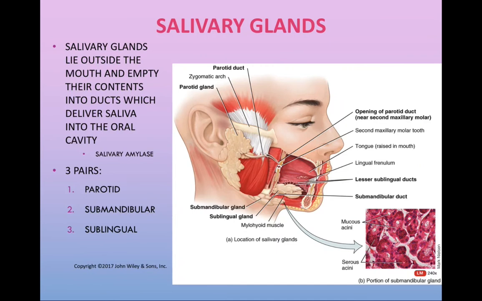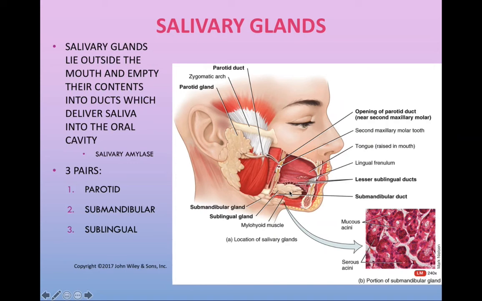There are 3 salivary glands that empty into different places in the mouth. We have the parotid glands, which can be found right here, just anterior and inferior to the ear. We have the submandibular glands that can be found right here under the mandible, and we have the sublingual glands that can be found right here under the tongue.